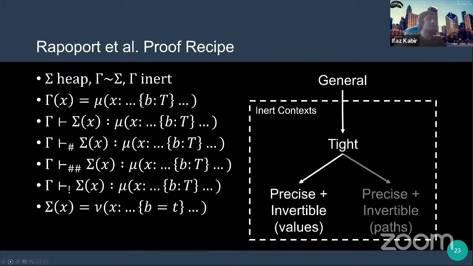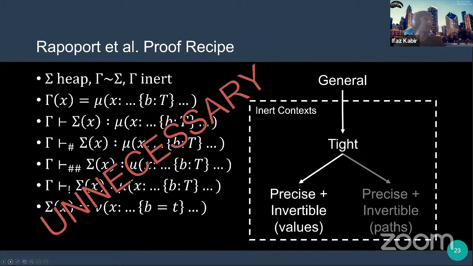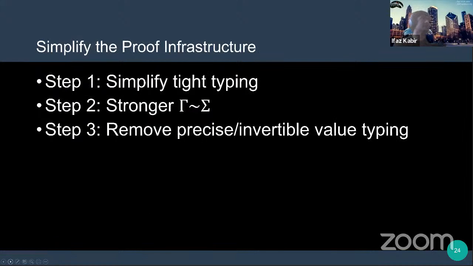So in this work, and this talk at least, we will show that if we do some hacks, then this entire second page of the proof recipe becomes unnecessary. So this entire second step goes away, and we also simplify the infrastructure we need. The simplification will happen in 3 steps. We'll first simplify type typing. In the second step, we'll use a much stronger heap or store correspondence relation. And in the third step, we'll remove precise and invertible typing for values altogether.